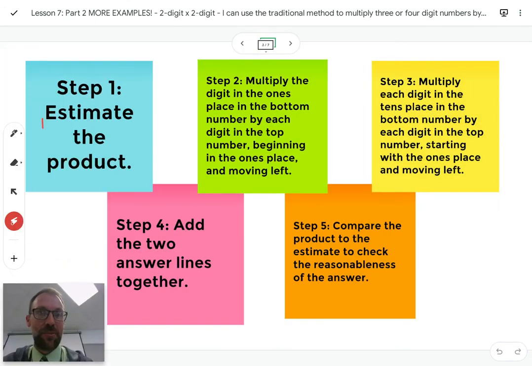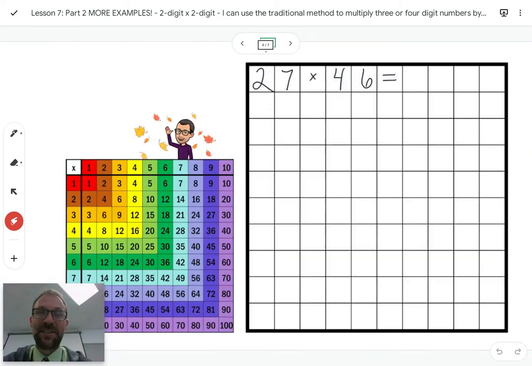We're going to estimate our product, multiply the digit in the ones place in the bottom number by the digits in the top number, starting in the ones place and moving left. We'll repeat that process for the digit in the tens place in the bottom number and multiply it by the digits in the top number, starting with the ones place and moving left. We're going to add the two answer lines together to get a final product, and then we're going to compare the product to the estimate to see if our answer makes sense.